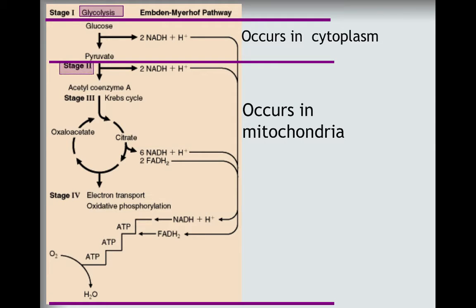We first have to convert the pyruvate to acetyl coenzyme A, and we'll look at more detail for that process in just a minute. It doesn't have a particular name, and so we just refer to it as stage 2. From there, we move into stage 3, or the Krebs cycle. And again, most physiology textbooks refer to the Krebs cycle as the citric acid cycle. Some books use the term TCA cycle, which is the tricarboxylic acid cycle. And then we finish our complete breakdown of glucose in stage 4, or electron transport and oxidative phosphorylation. And this is where the majority of the ATP comes from.